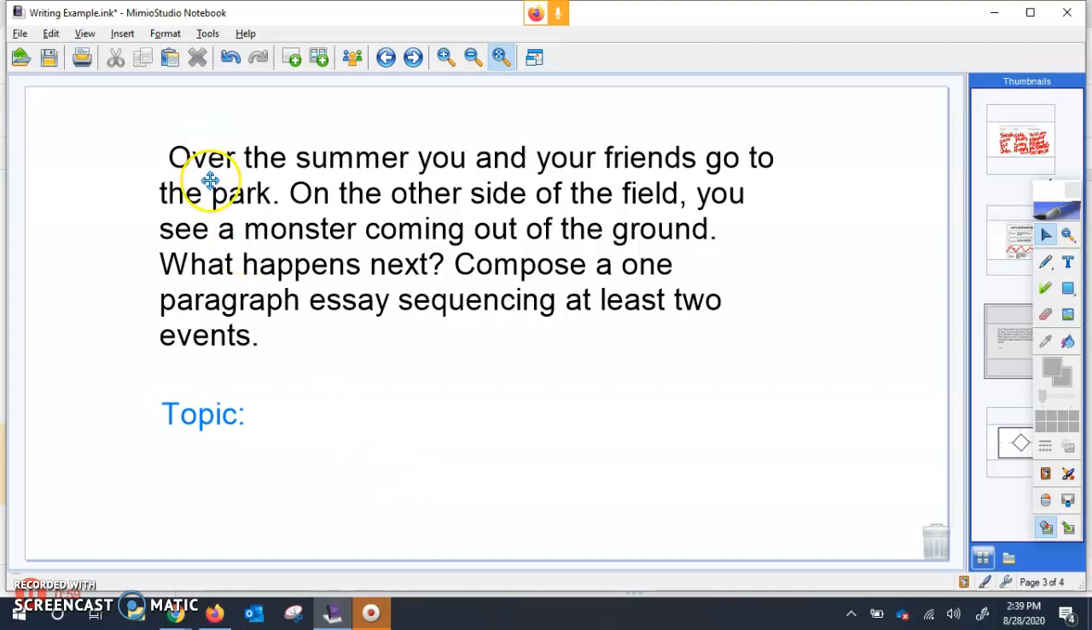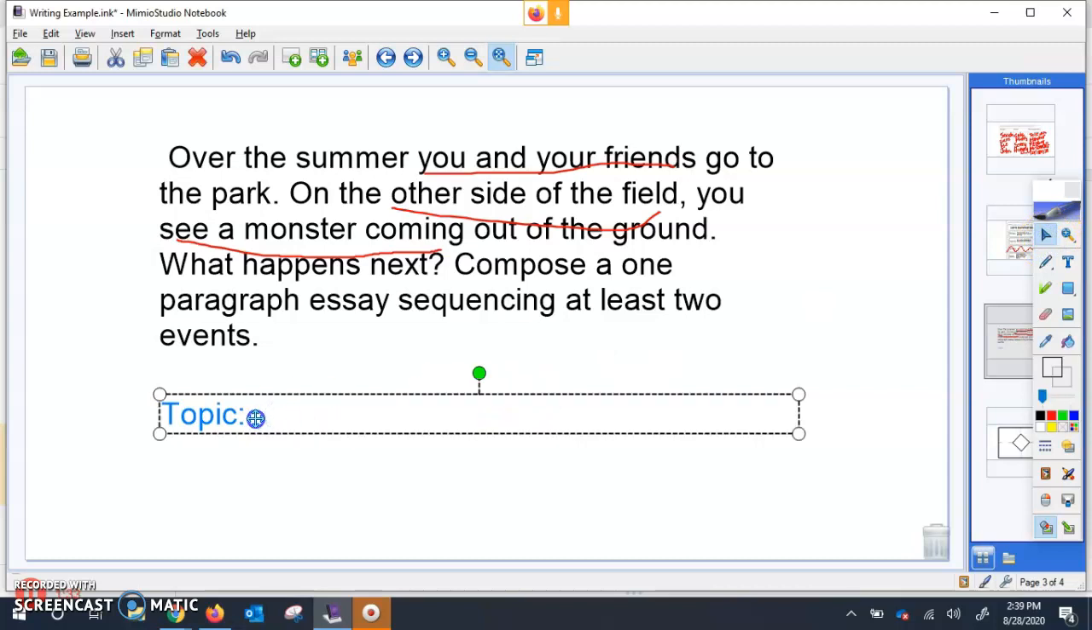Our prompt has been: over the summer, you and your friends go to the park. On the other side of the field, you see a monster coming out of the ground. What happens next? We came up with some ideas and brainstormed, but I'm going to use this prompt to help me come up with the beginning of my story. It's going to include me and my friends, and I am in the park on the other side of the field, and I see a monster coming out of the ground. So I'm going to use all of those to help me write my topic.